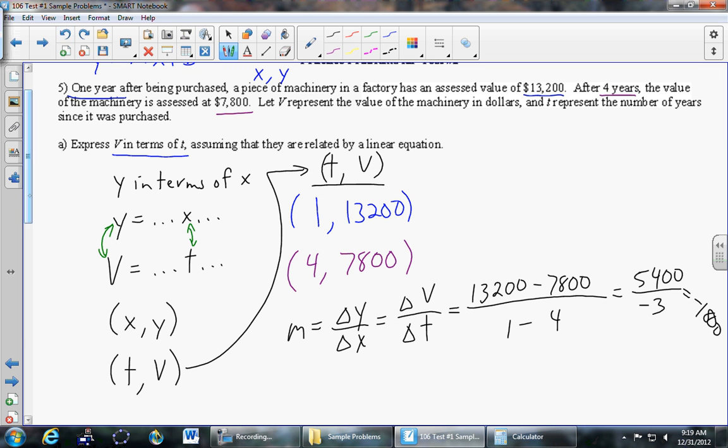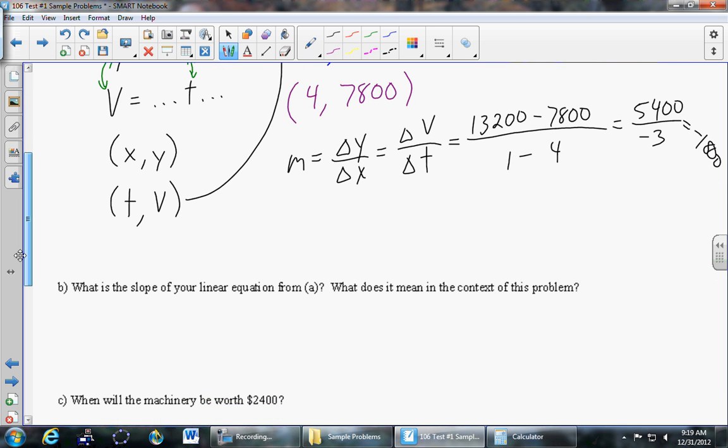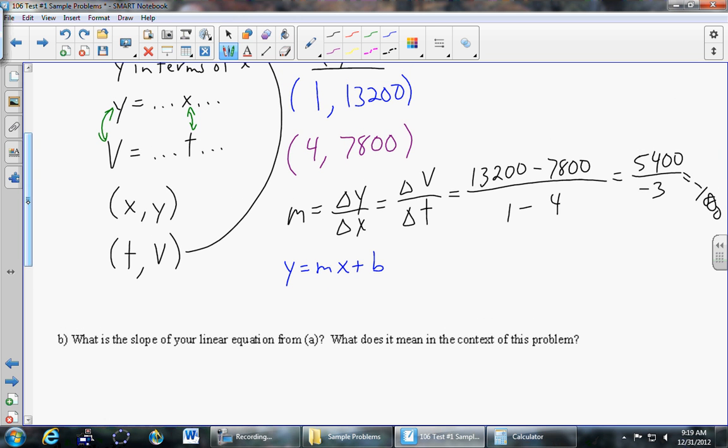Okay, so we've got our slope. Next thing to do is to find the b. So again, we'll go back to our normal equation, y equals mx plus b. And we'll start substituting in. So instead of y, we're going to put the y coordinate of one of these 2 points. It makes no difference whether you select blue or purple. I'll select blue. The number 1 is going to be easier to plug in than 4, but it makes no difference. So how much is the y coordinate for that blue point? It's 13,200. How much is m? That's the slope. We just found it is negative 1,800.